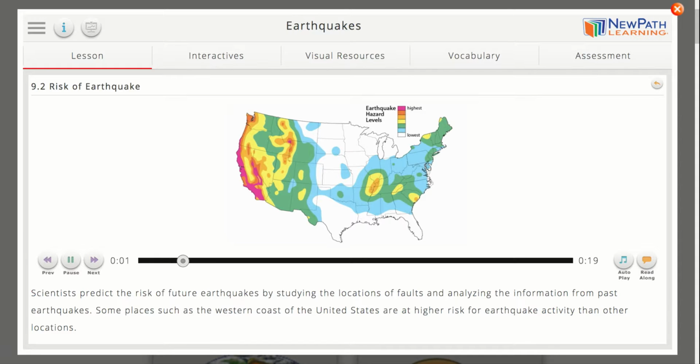Scientists predict the risk of future earthquakes by studying the locations of faults and analyzing the information from past earthquakes. Some places, such as the western coast of the United States, are at higher risk for earthquake activity than other locations.